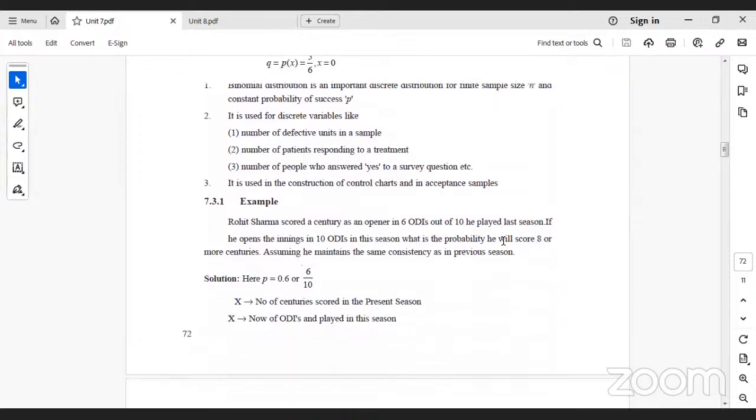Suppose we take one example. Rohit Sharma scored a century as an opener in 6 ODIs out of 10 he played last season. He opens the innings in 10 ODIs this season. What is the probability he will score 8 or more centuries, assuming he maintains the same consistency as in the previous season? So P is equal to 0.6, that is 6 by 10. He scored in 6 ODIs out of 10. X is the number of centuries scored in the present season.